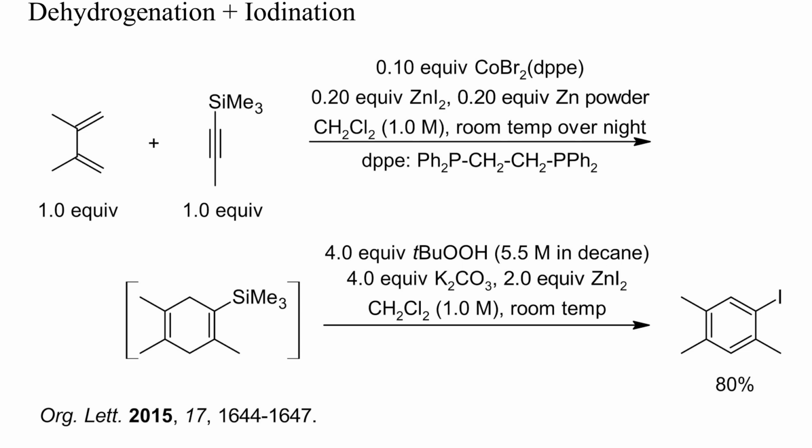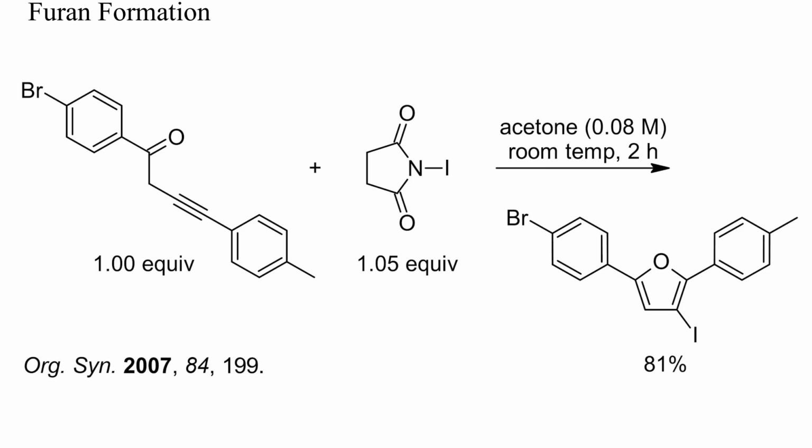I'll show you now some examples of cycloadditions or cyclizations that gave iodinated arenes. Here, Diels-Alder reaction of a silylated alkyne yielded a cyclohexadiene, which was dehydrogenated and iodinated with a mixture of zinc iodide and tert-butyl hydroperoxide. The Diels-Alder reaction required catalysis because both diene and dienophile were electron-rich and would not react with each other spontaneously. Iodinated furans can be prepared by electrophilic iodination of propargyl ketones with iodosuccinimide.